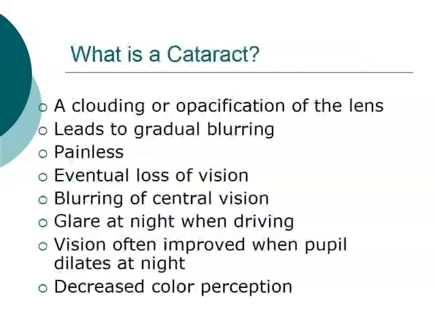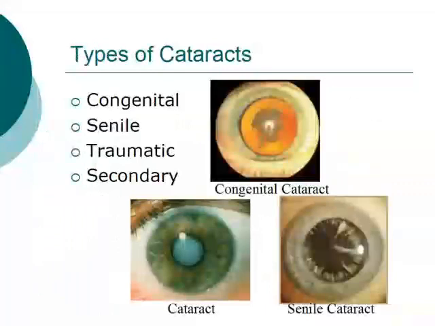A cataract is described as a clouding or opacification of the lens. You may have seen this in older patients before. It leads to a gradual blurring of the vision. Cataracts are painless, and eventually the patient will have significant visual loss if they are left untreated. They'll have night glare when trying to drive, and decreased color perception also. The next slide shows some different types of cataracts that you may see in clients.